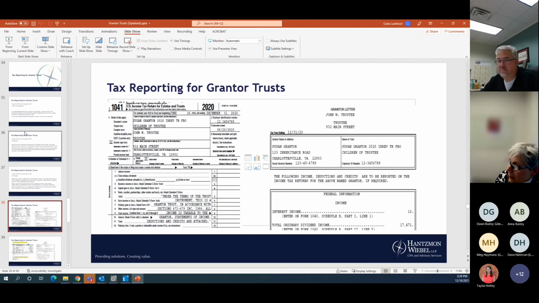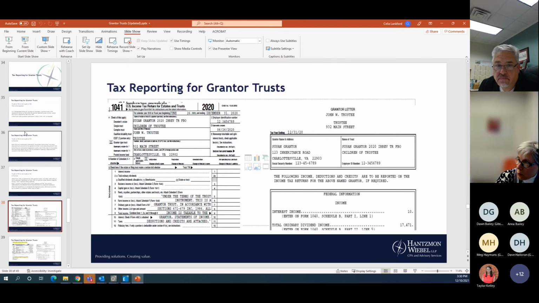If you look, on the left-hand side is a Form 1041, which is the fiduciary income tax return for estates and trusts. All you do is put the name of the trust and the identifying numbers. And on the face of the return, it says, under the terms of the trust instrument, this is a grantor trust, and all the income is taxable to the grantor. And then the right-hand side is a sample of the grantor letter that you would provide. The grantor letter gives the information that the owner of the trust needs to report on their personal tax return.